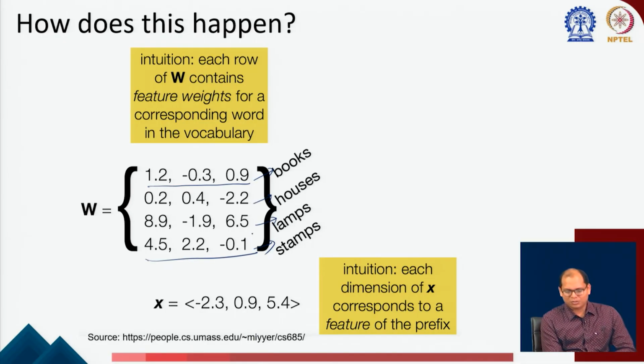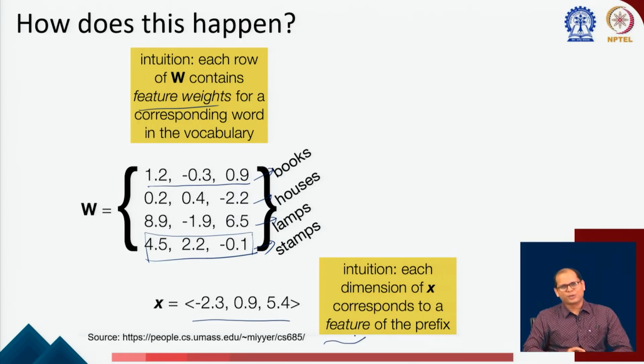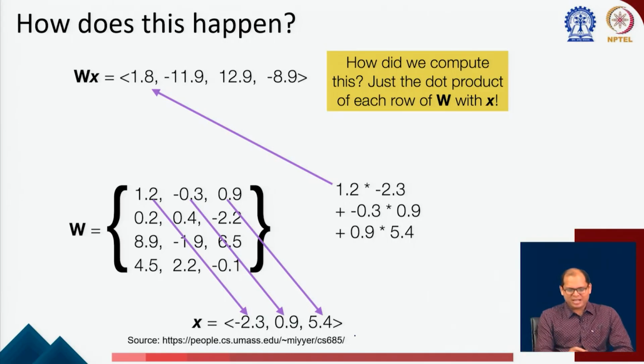Okay. So, this row corresponds to the word "stamps", right. You can think about the row as containing some sort of feature weights for a corresponding word in the vocabulary, and those weights are what you have to learn. Similarly, this input representation, the phrase representation x, can also correspond to some features of the prefix that you have learned.